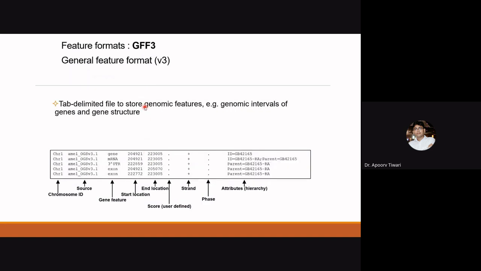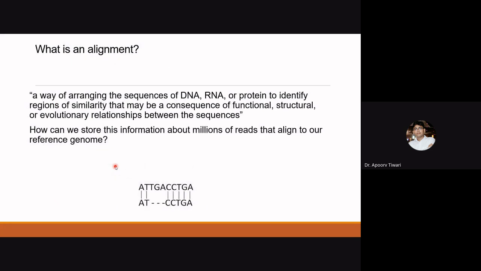And what is the GFF3? The GFF3 is a general feature format, a tab delimited file to store genomic features, for example, genomic intervals of the genes and gene structure. Basically, it contains the gene structure, like the location of the gene and the 5-UTR, exon region, intron region, 3-UTR, etc. So it is similar to the GTF file, but it has some structural variation.